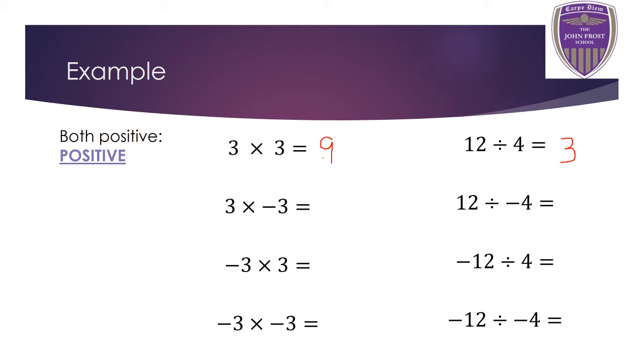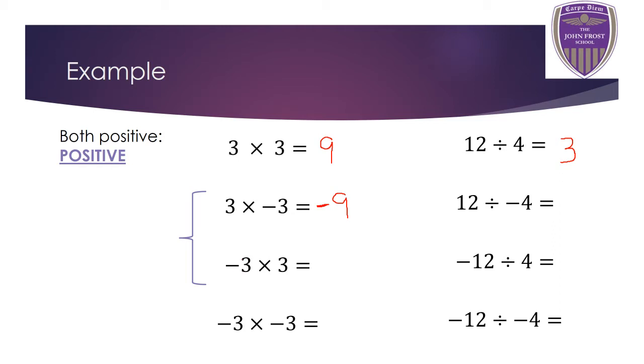Where we introduce another rule now is we're looking at the second and third set of questions, okay? So we're looking at these two now. We've got 3 times minus 3. Now, only one of these numbers is negative, and all that does is make the answer negative. So if one of the terms is negative, that makes the whole answer negative. Once you've done that, it's just multiplying the numbers. 3 times 3 is 9. So 3 times minus 3 is minus 9.